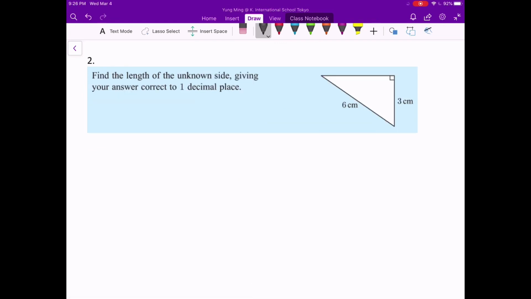Now next question, we're going to solve for the unknown. Our unknown is over here, this is our x. We actually need a calculator for this one. So according to Pythagoras theorem, we have 3 squared plus x squared equals to 6 squared. Now guys, notice that we have 6 being our hypotenuse actually, not x. So that being said, we have 9 plus x squared equals to 6 squared, which is equal to 36.